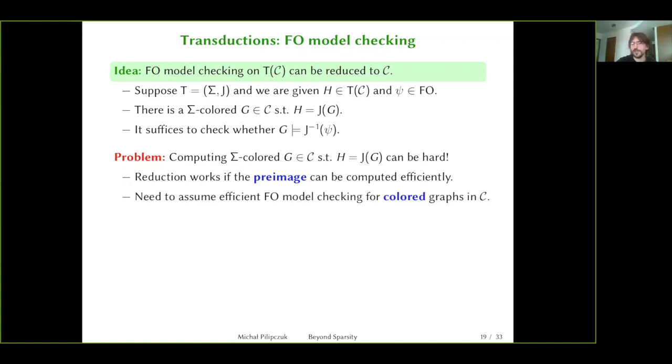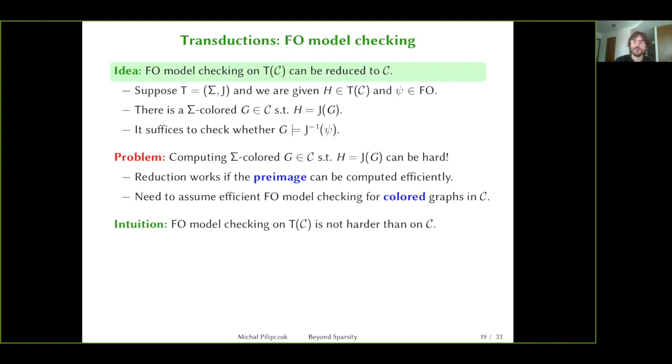And one more technical drawback is that we actually need to assume that we can solve the FO model checking problem on colored graphs in my original class. But this is usually the case, and this is usually a non-issue. However, getting the pre-image efficiently is truly a problem.